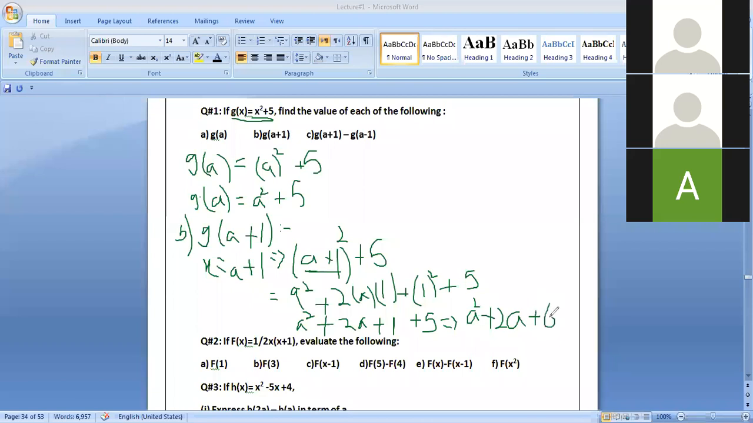Yes class, this is the answer of part B. See the question, and if you have any confusion, ask me. देखिए और मुझे बताइए कोई confusion इसमें class?